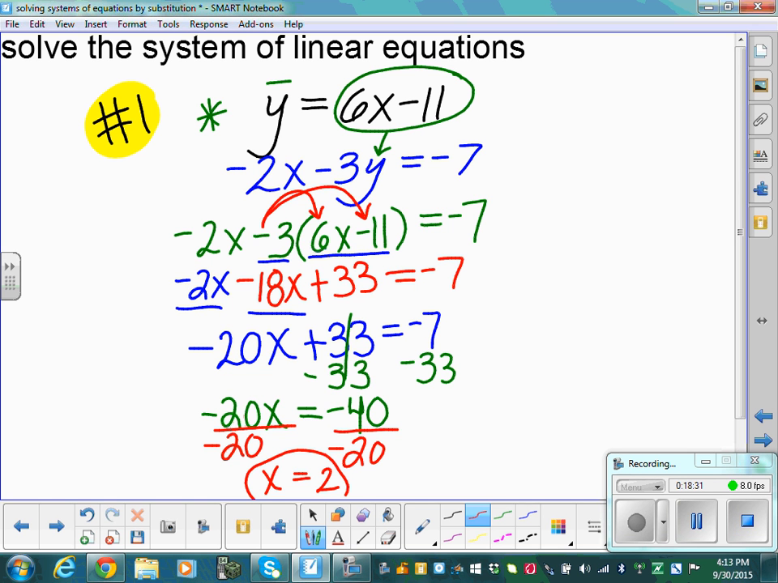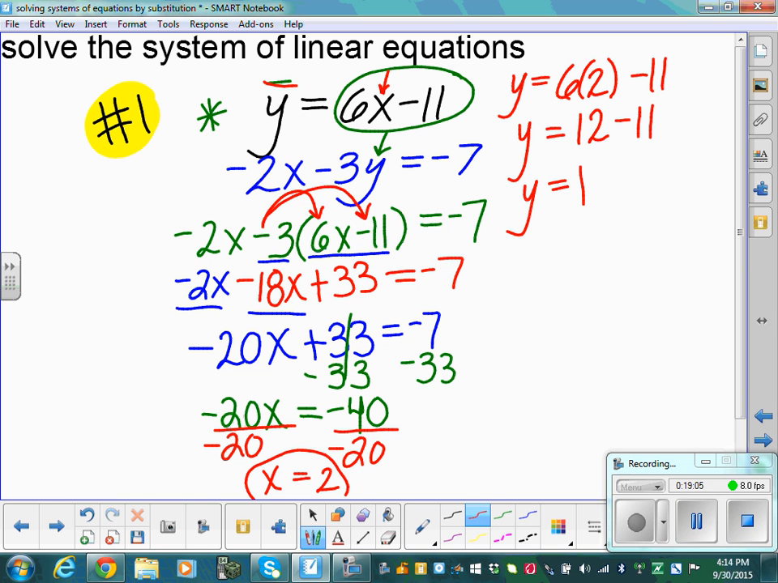Now we need to find our other variable. So let's plug that into one of our original equations. I'm going to use this because that would be solving for y directly. But we have to plug that 2 in wherever there's an x. So right there. So we know y is going to be equal to 6 times x, but x is 2, so 6 times 2, and then minus 11. So we know y is equal to 6 times 2 is 12 minus 11. So we know y is equal to 12 minus 11 is 1.